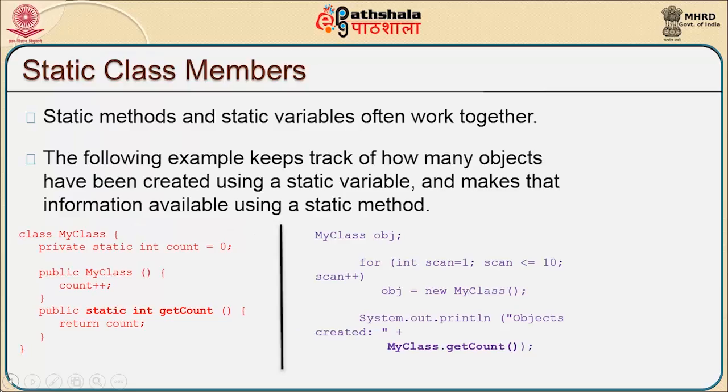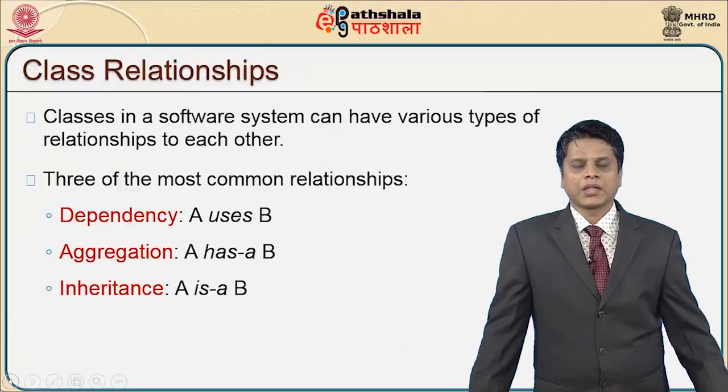Talking more about static class members, static methods and static variables often work together. If you look at the following example, it keeps track of how many objects have been created using a static variable and makes that information available using a static method.